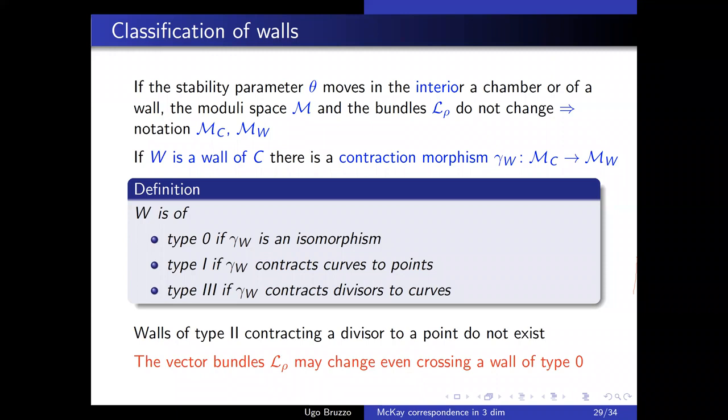Can I ask a quick question? Go ahead, Rodrigo. Hi, Ugo. I was just wondering regarding the physical dictionary that you described, you mentioned that these resolutions have an interpretation as moduli space of vacua of N=2 gauge theory. Do you know if they are the Higgs branch or the Coulomb branch for the theory?